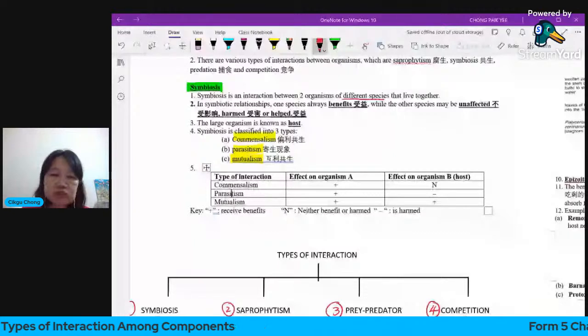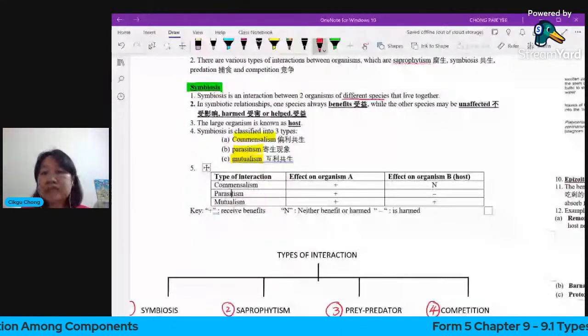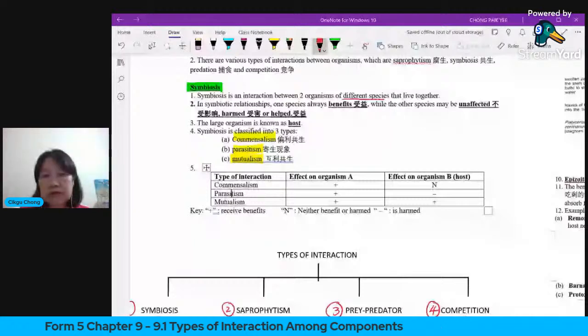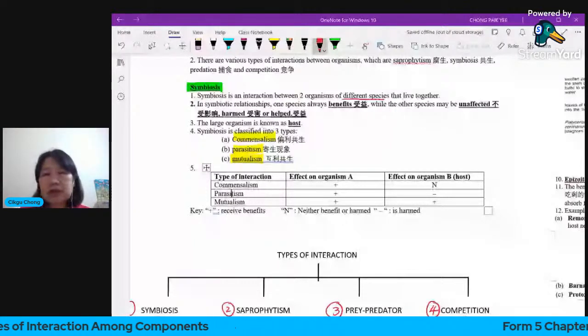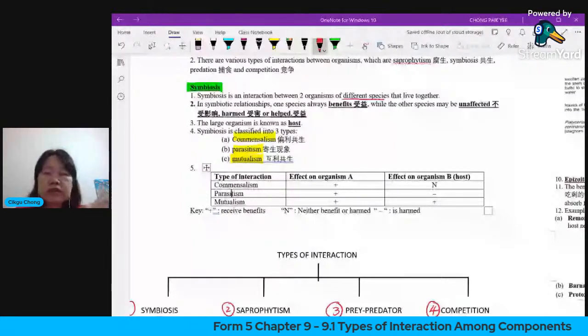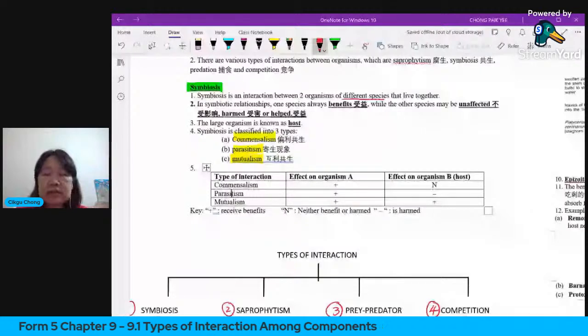Let's go to commensalism. Remember a few examples. You have to remember a few examples. When answering questions, for every example, try to give at least 2. Minimum 2. Usually when we have a marking scheme and they want examples, there will be marks for your examples. So be on the safe side, give at least 2 examples.